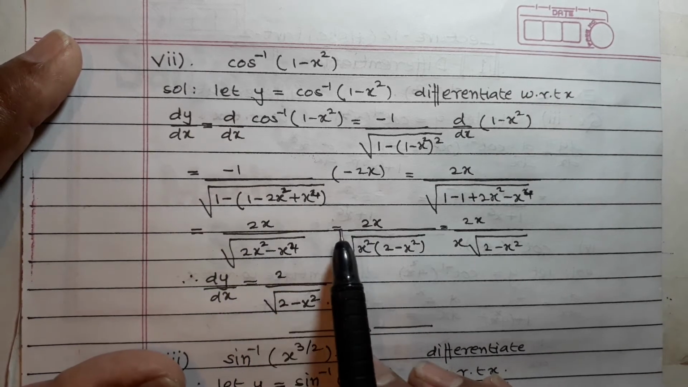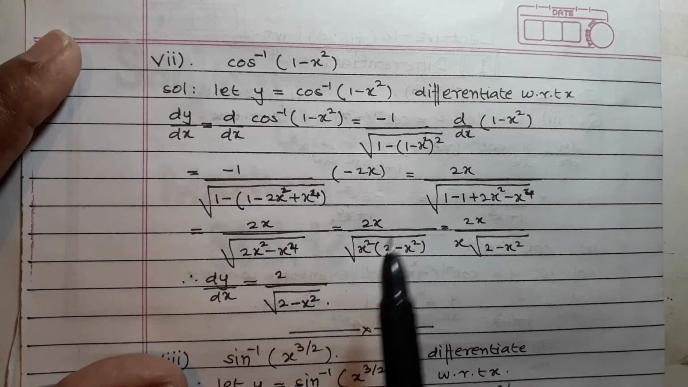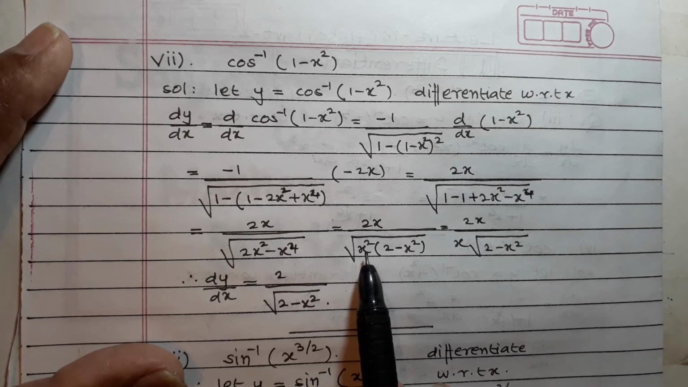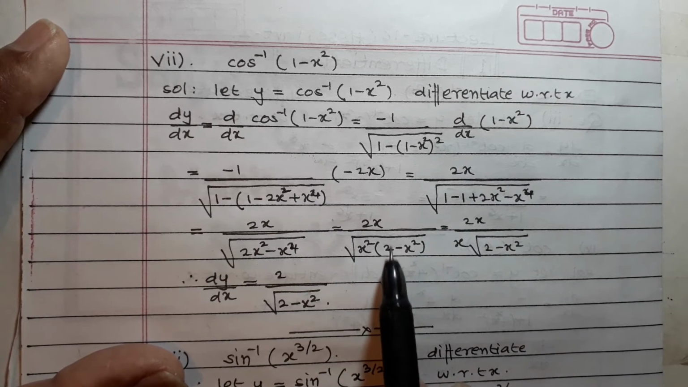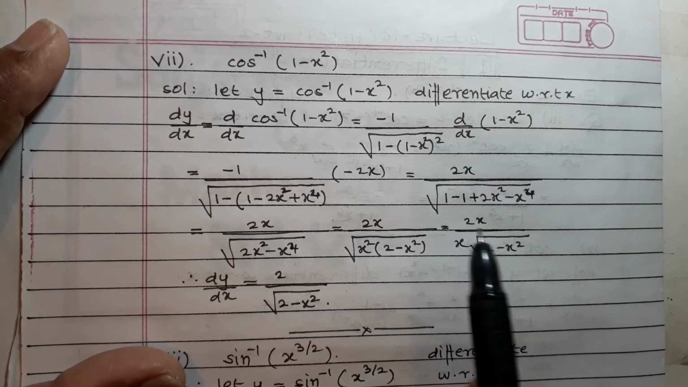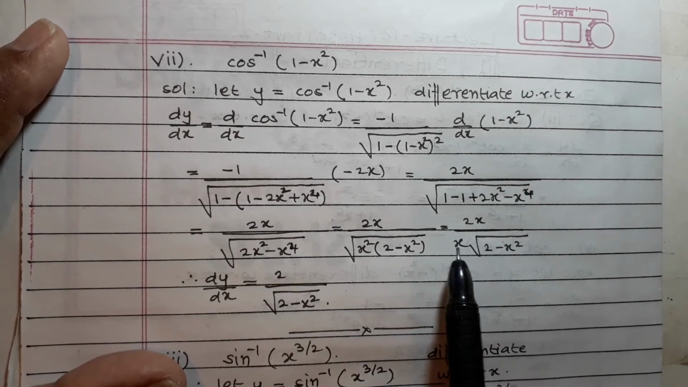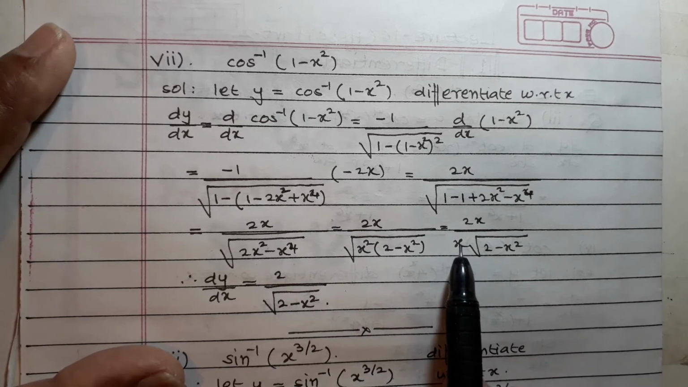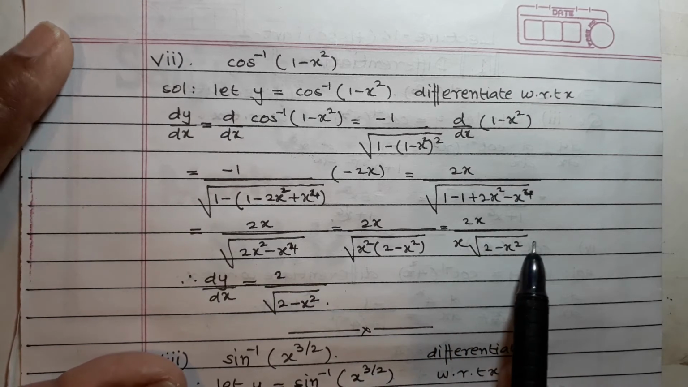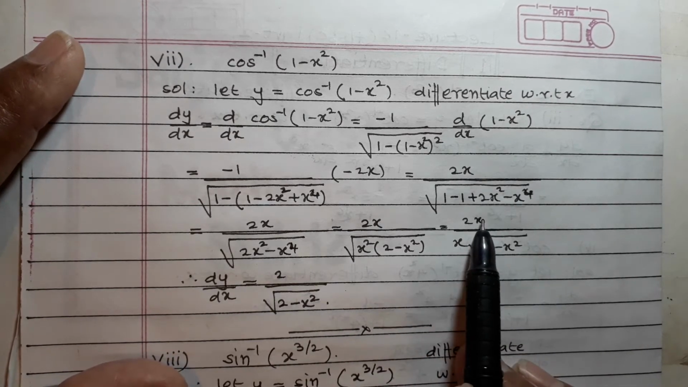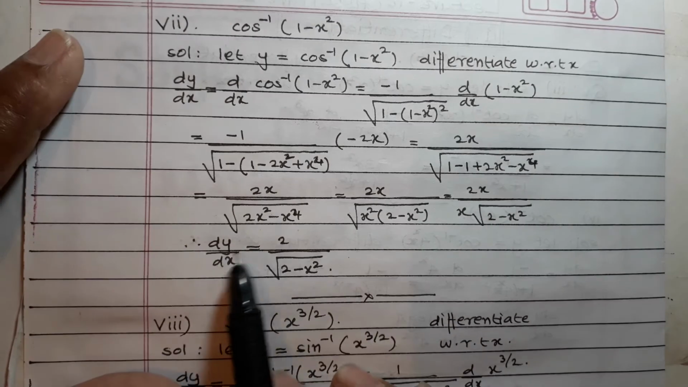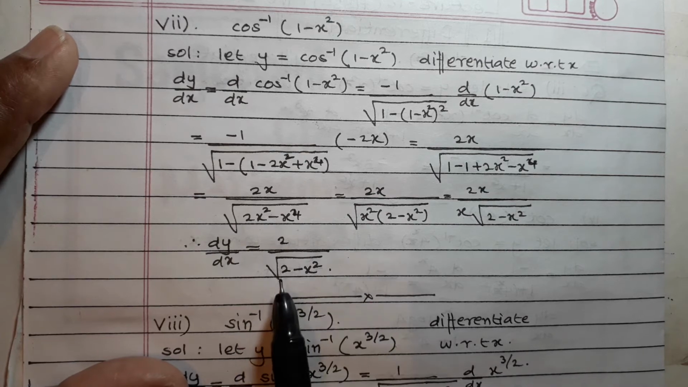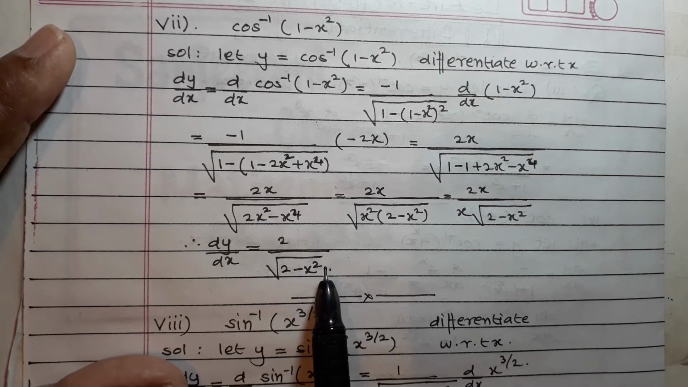This is equal to 2x upon, here you take x square common, so root x square into bracket (2 minus x square), which is equal to 2x upon, so this x square you take outside as x, times root 2 minus x square. This x and this x get cancelled, and therefore dy/dx is equal to 2 upon root 2 minus x square.